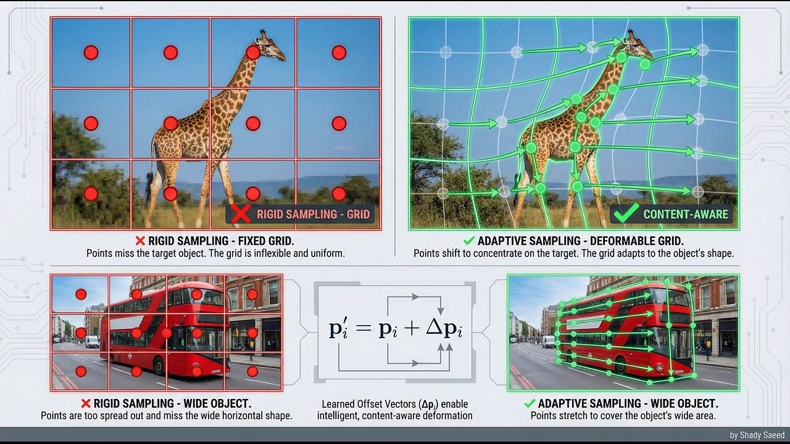Standard convolutions and attention operate on fixed grids, but objects are not grid-shaped. A giraffe is tall and thin. A bus is wide. Deformable convolutions learn small offsets that shift the sampling positions, allowing the filter to adapt its shape to the content. Deformable attention does the same for attention. Each query attends to a learned set of offset positions rather than all positions. This content-adaptive sampling is a key ingredient in modern detectors like deformable DETR.